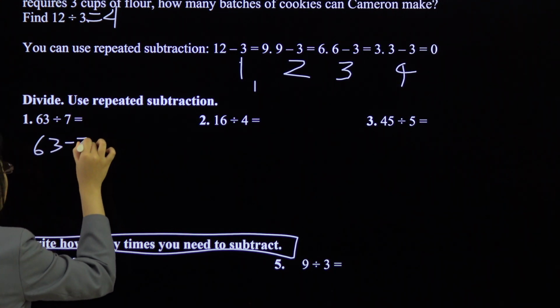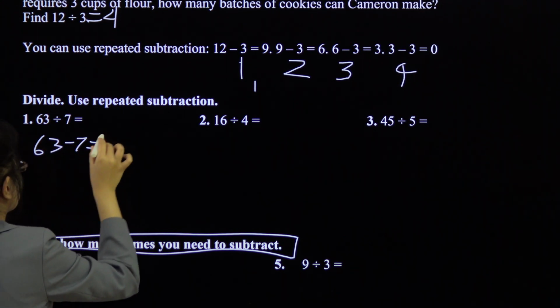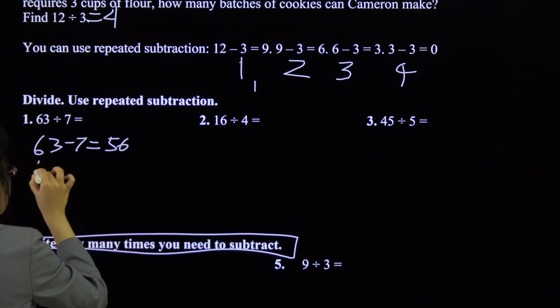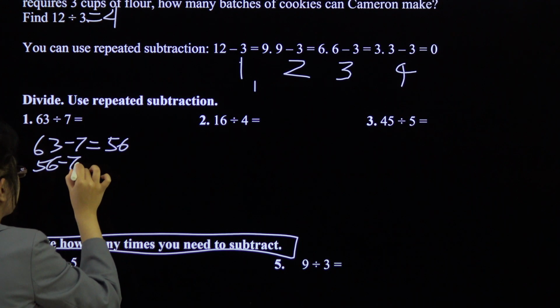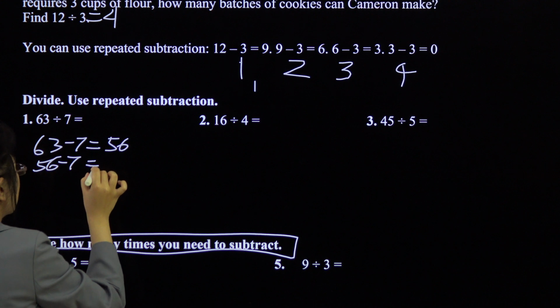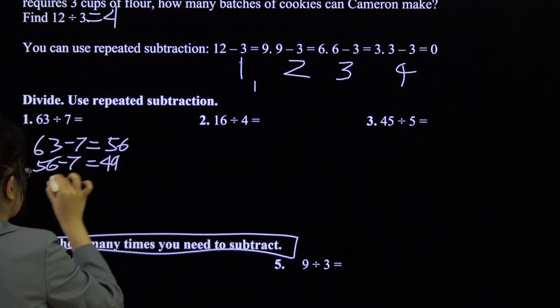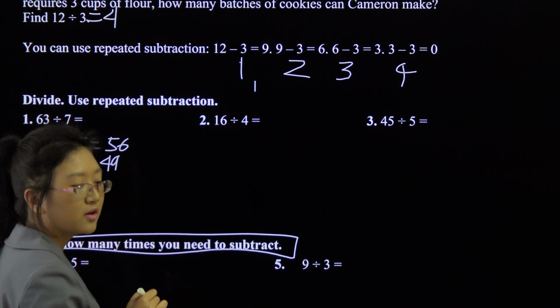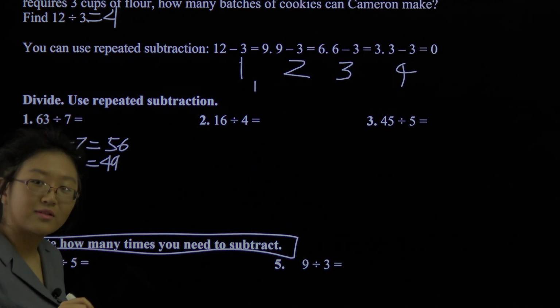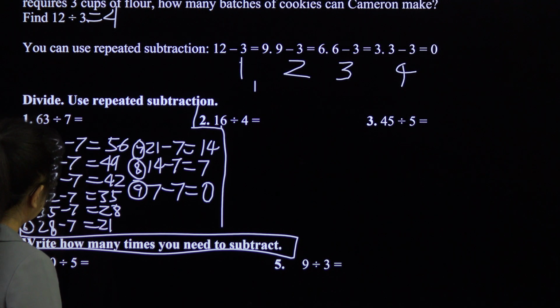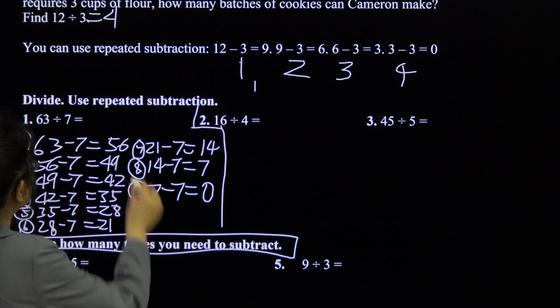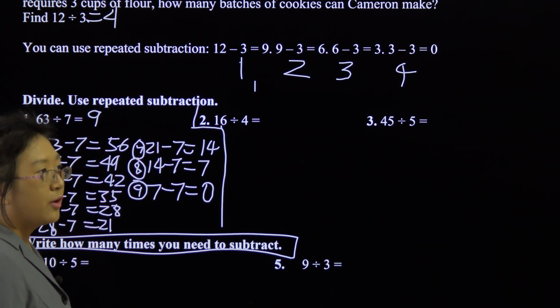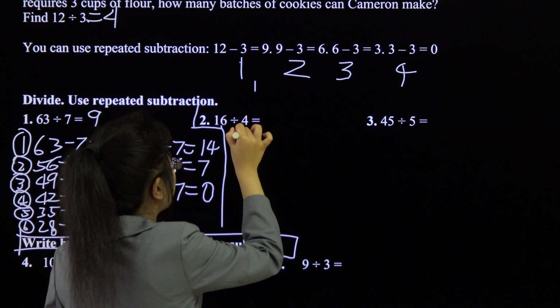63 minus 7 equals 56. 56 minus 7 equals 49. 49 minus 7. This is going to take a while, so I'm going to skip over this. Well, that's 9 times. We move on to the next one.